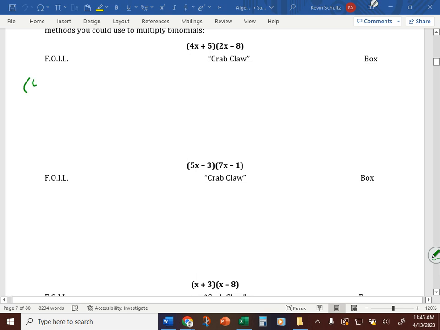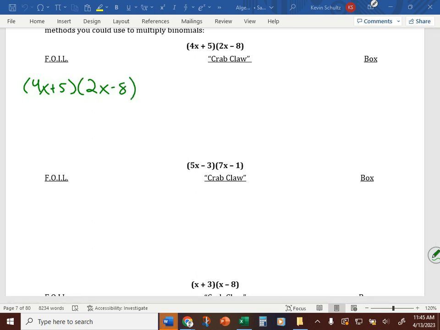Let's rewrite 4x plus 5 and 2x minus 8. And I would do your best to keep this in under the FOIL heading there, because if you go too far over to the right, then all your work is going to run into itself, things like that. But the F in FOIL stands for first. Okay? So what we're going to do is multiply the first terms of each set of parentheses together. So the first term in the first set is 4x. We're going to multiply that by the 2x.